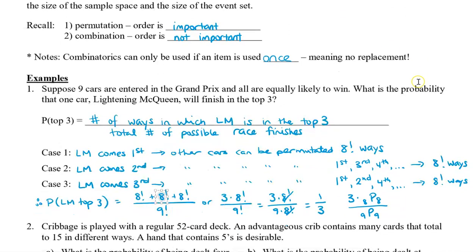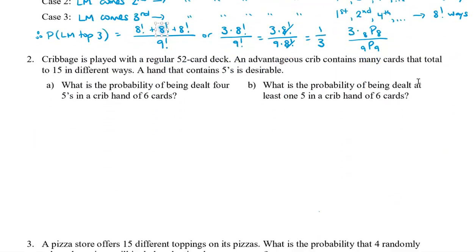Let's take a look at another example. Cribbage is a common game. It's played with a regular 52 card deck. An advantageous crib hand contains many cards that total to 15 in different ways, so a hand that contains 5s is desirable. You don't need to know anything about crib, but my first question is: what is the probability of being dealt 4 5s in a crib hand of 6 cards?